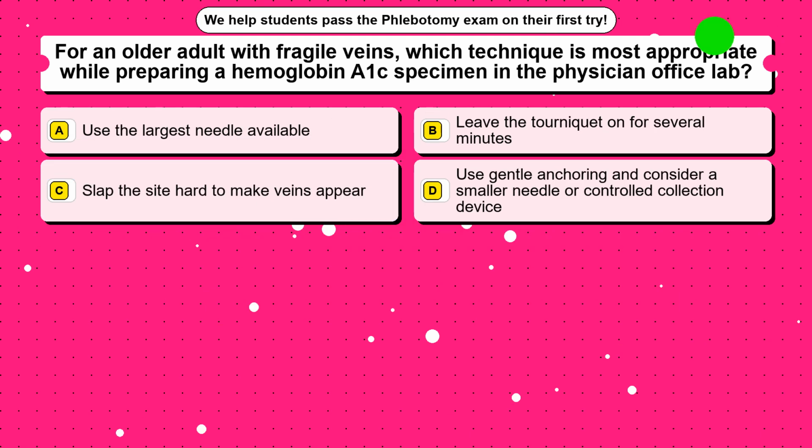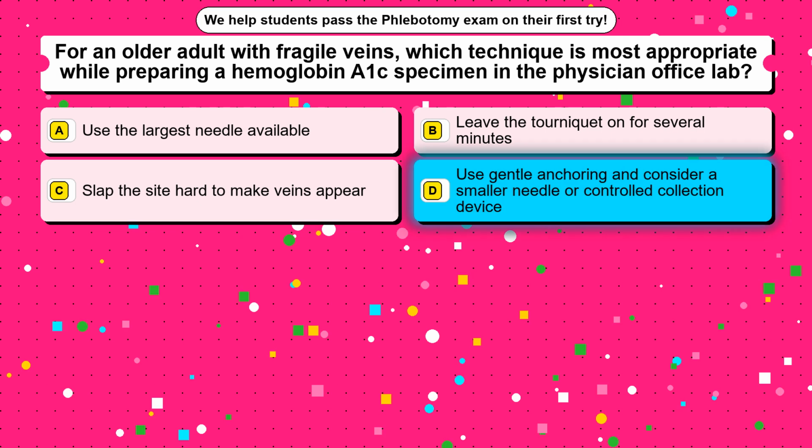Question 65. For an older adult with fragile veins, which technique is most appropriate while preparing a hemoglobin A1C specimen in the physician office lab? Option A. Use the largest needle available. Option B. Leave the tourniquet on for several minutes. Option C. Slap the site hard to make veins appear. Option D. Use gentle anchoring and consider a smaller needle or controlled collection device.